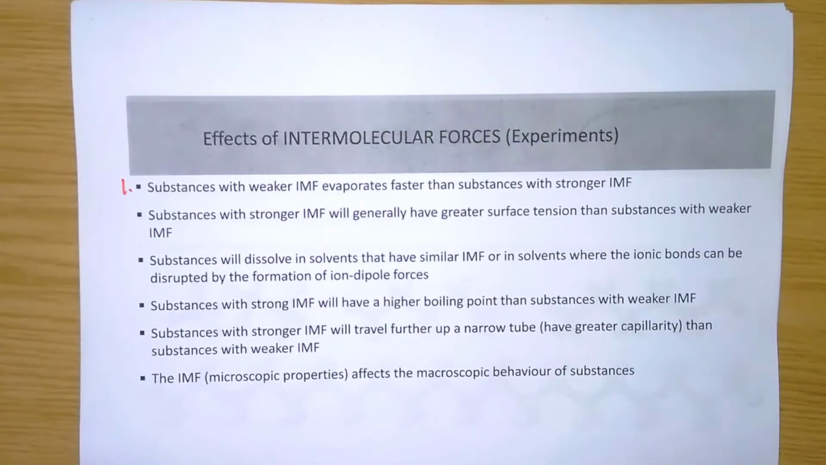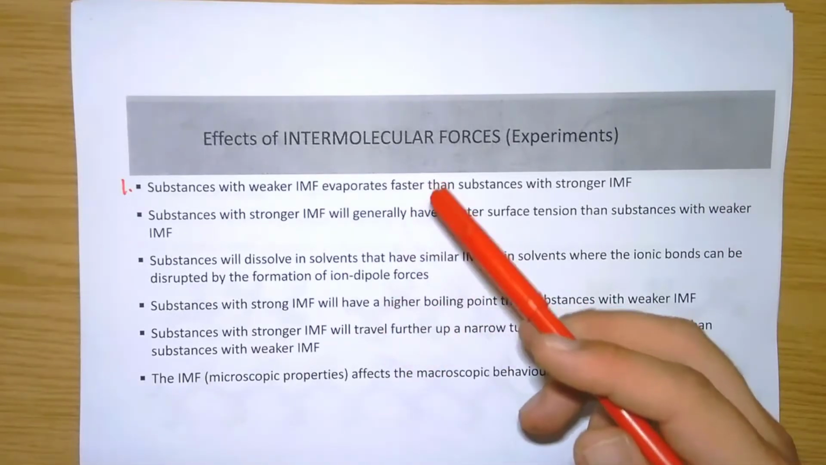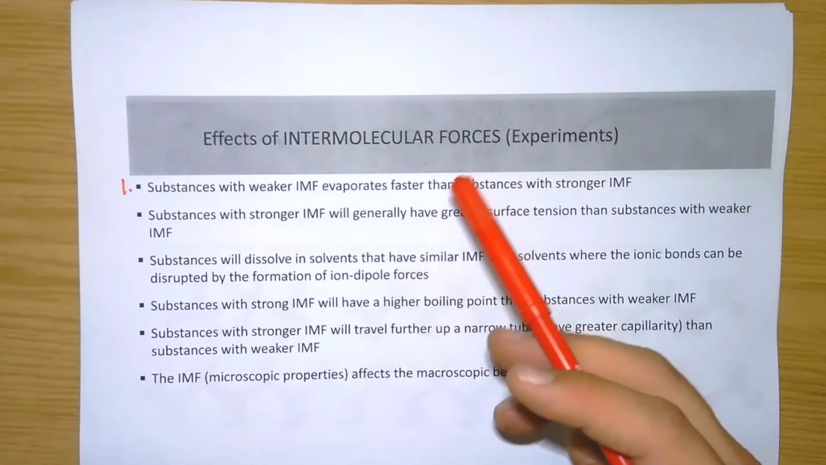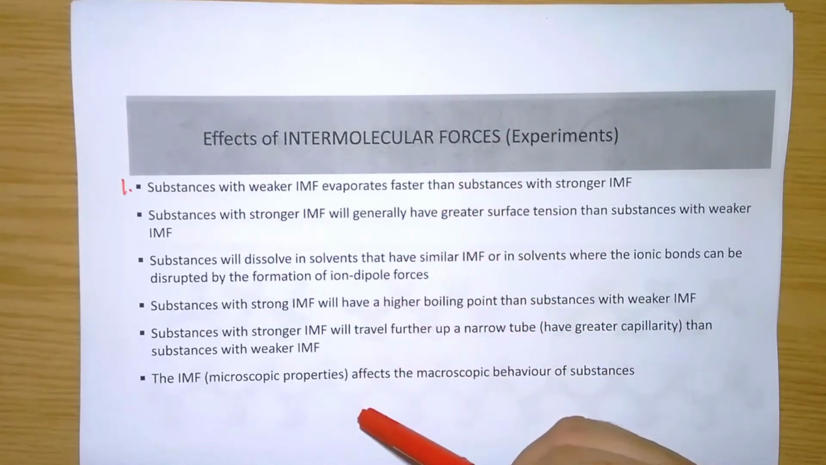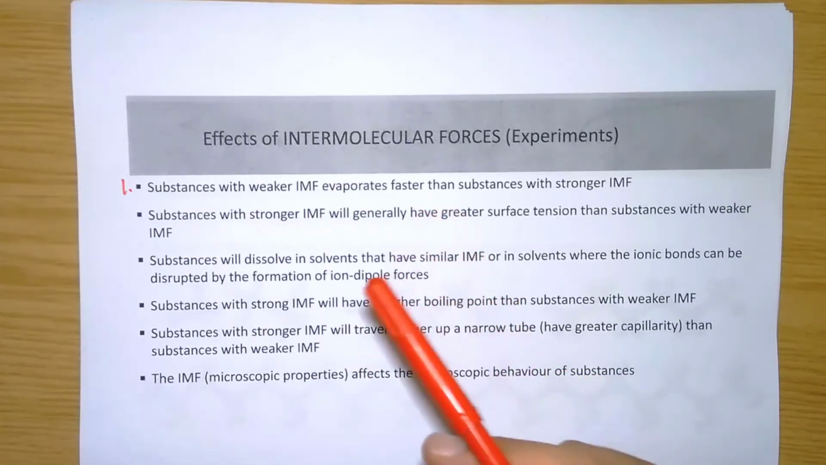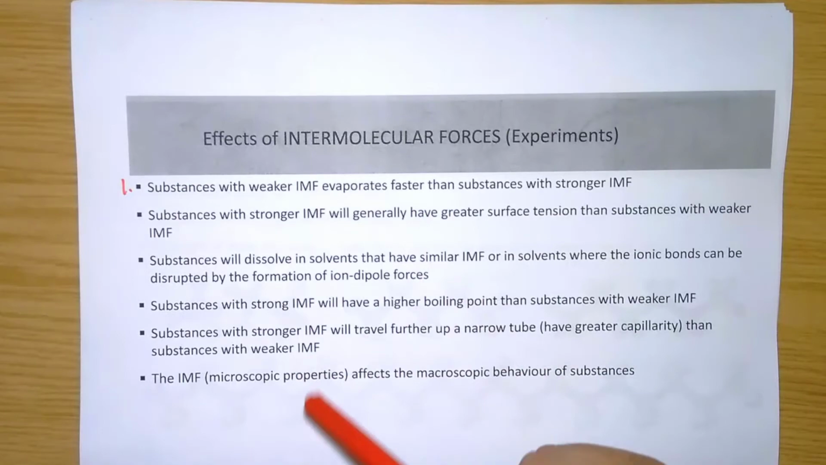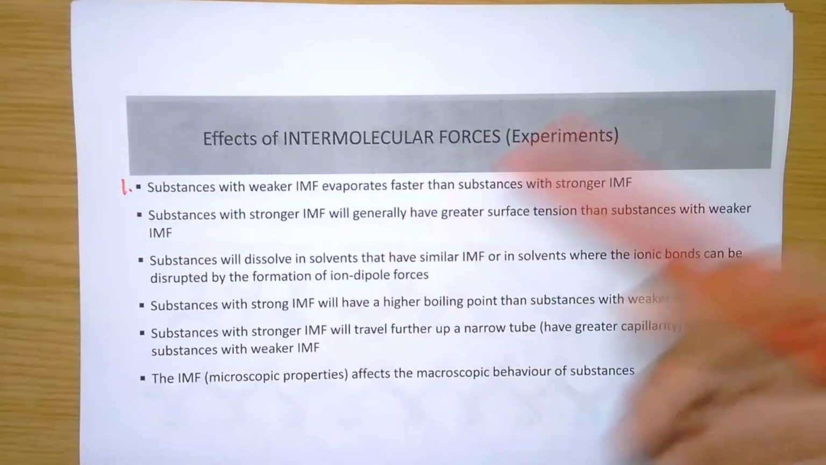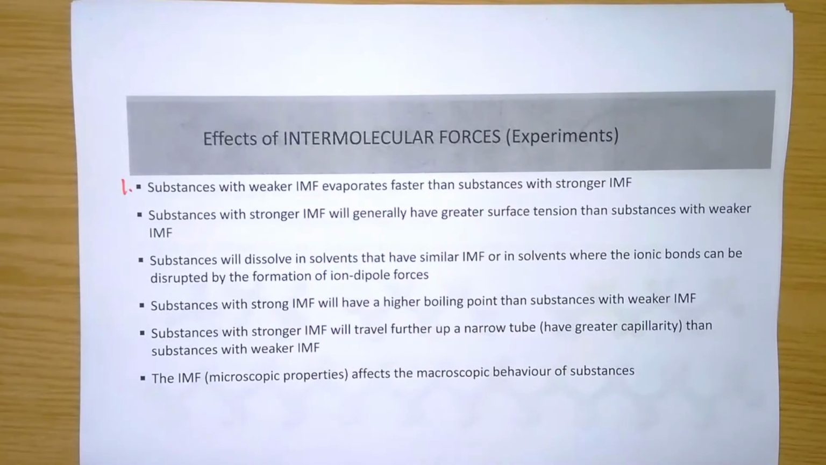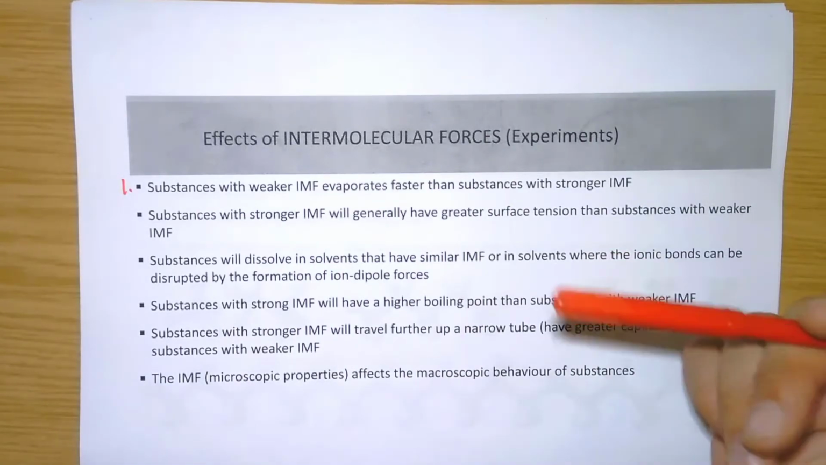Substances with weaker intermolecular forces evaporate faster than substances with stronger intermolecular forces. Now these are literally a set of rules. So when we start comparing them and when we start doing the exam questions later on, we are going to be using these as our reasoning at the end. So we're going to say, yes, this molecule evaporates faster, and then the reason, because it has weaker intermolecular forces, and we state the rule.